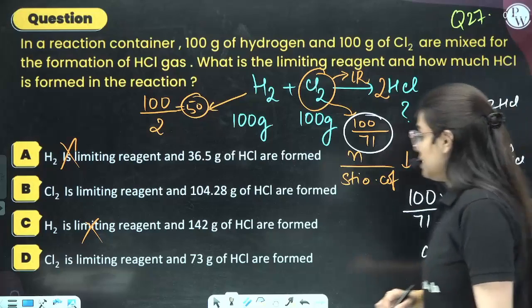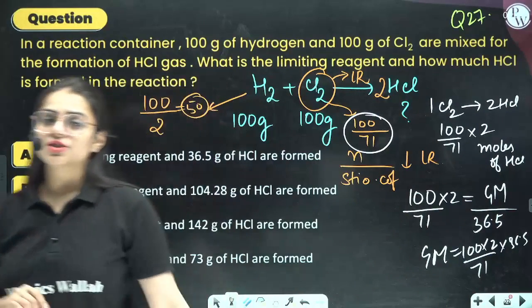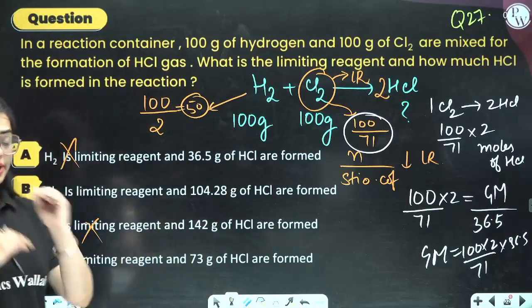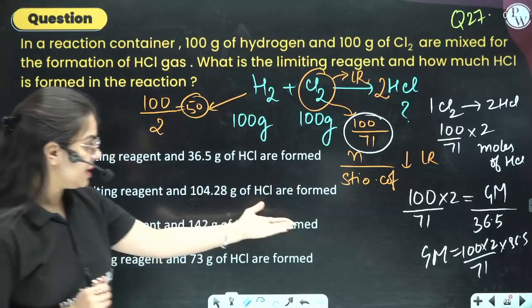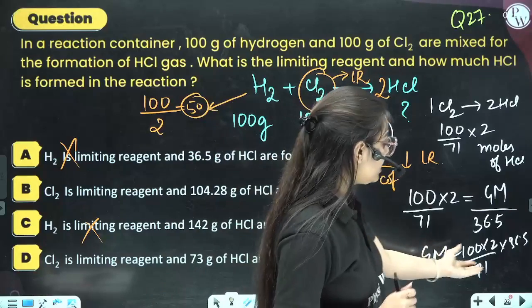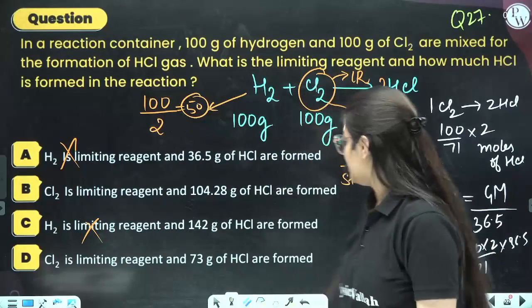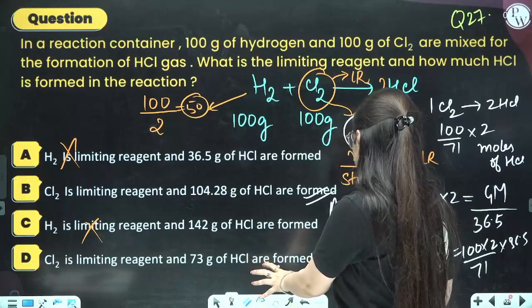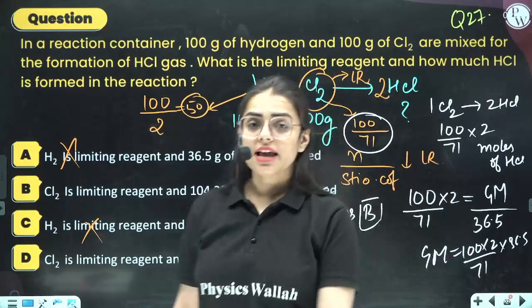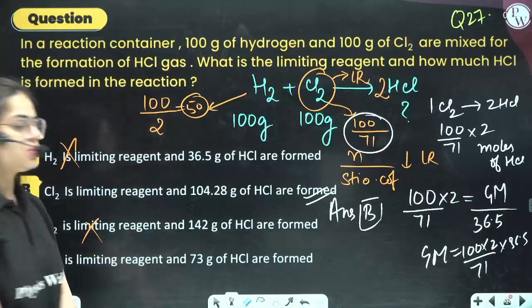Now see, it is very simple. When you're solving such kinds of questions, there is no need to solve the question in detail. Now see the options. Here it is 73, here it is 104.28. If you solve it out, students, it is going to come in decimal value. Hence option number second is the correct answer, not 73 grams. So our answer comes out to be option number B.